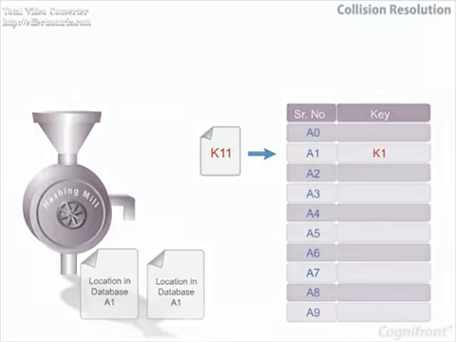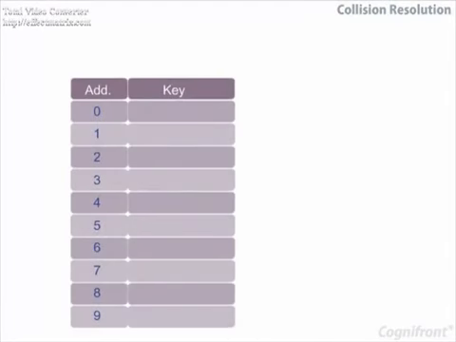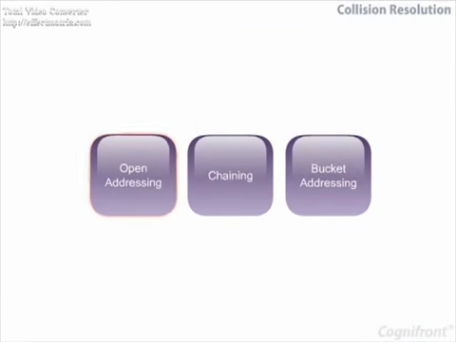For example, the division hash function will predict a storage location of 1 for 20 as well as 30 with table size 10. This is called a collision between 20 and 30. There are three techniques to resolve collision: open addressing, chaining, and bucket addressing.